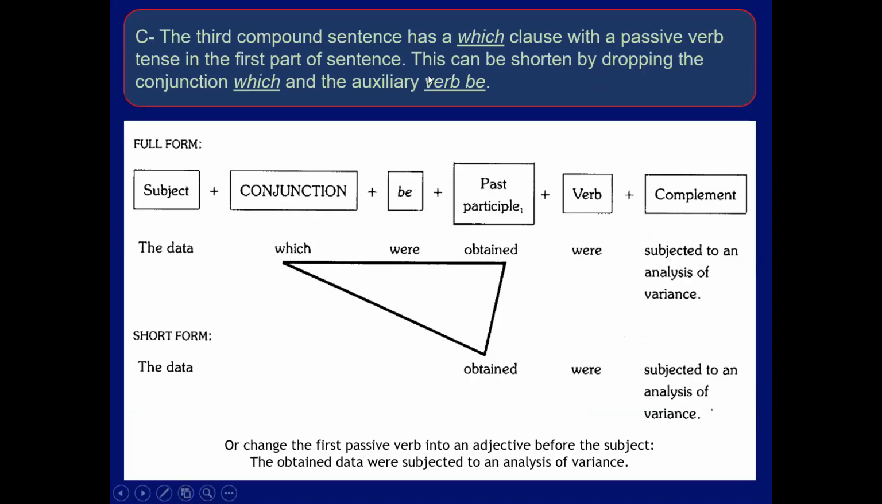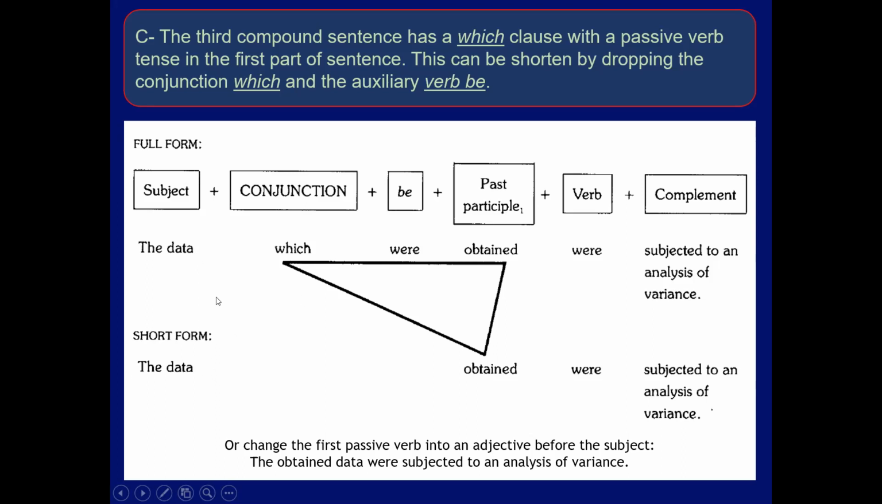The third compound sentence has a which clause, which has a conjunction with a passive verb tense in the first part of the sentence. This could be shortened by dropping the conjunction which and the auxiliary verb be. So here we have a subject plus conjunction, then verb be, and then past participle one, then the verb, and the complement, the rest of the sentence. Here is the example: the data which were obtained were subjected to an analysis of variance. Here we need to omit the conjunction and verb be, which and were.